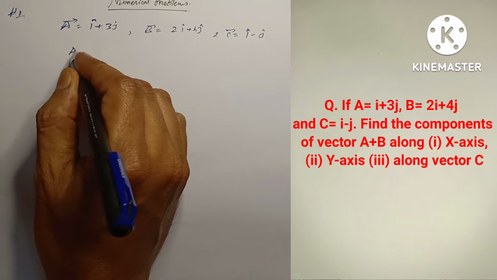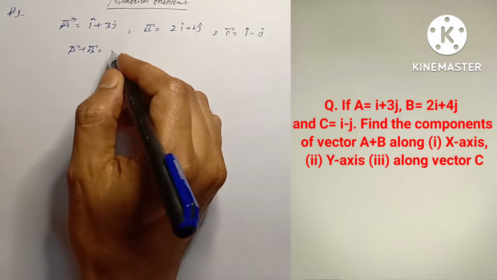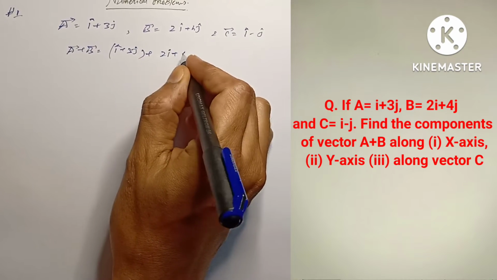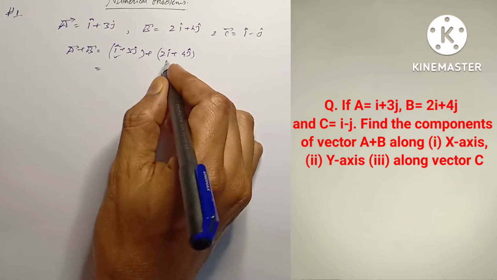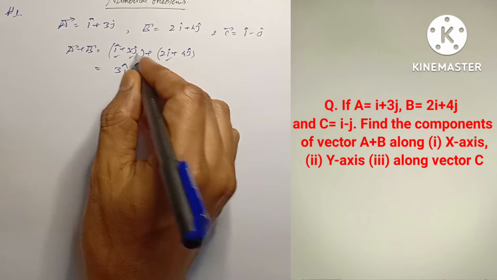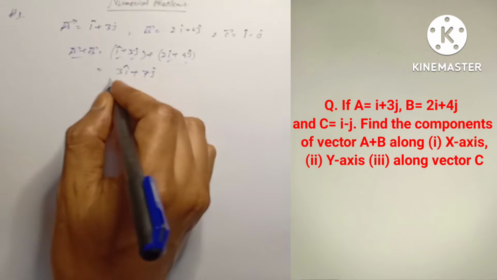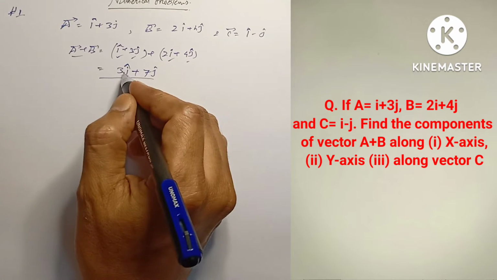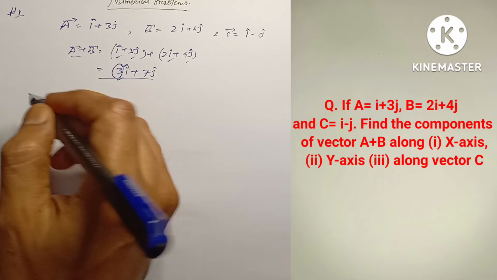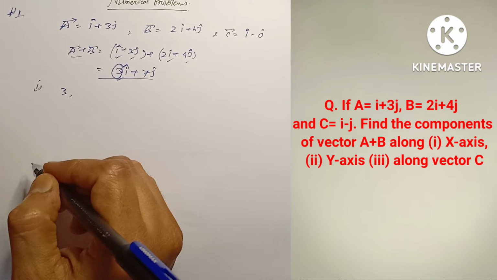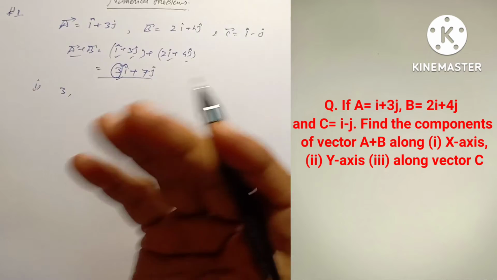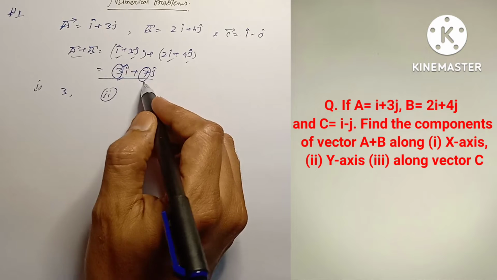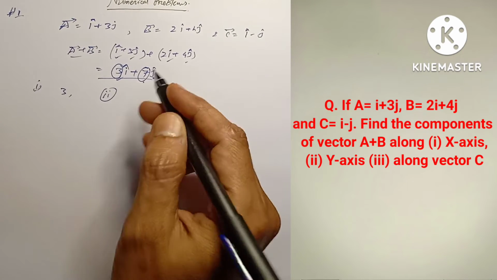So let us start. A vector plus B vector equal to i cap plus 3j cap plus 2i cap plus 4j cap. So i cap will be added with i cap: 3i cap plus 7j cap. So this is A vector plus B vector, and this is the component along x-axis, which is 3. And the component of A plus B along y-axis is the coefficient of j.